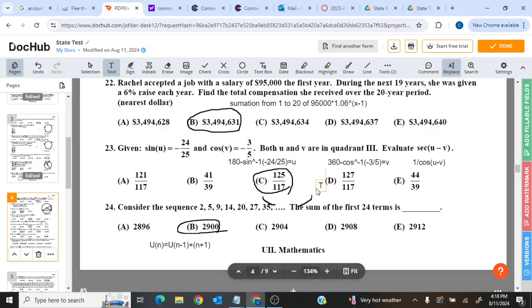24, consider the sequence 2, 5, 9, 14, 20, 27, 35. What's the sum of the first 24 terms? Well, as you can clearly see, plus 3, plus 4, plus 5, plus 6. Each term is the previous one plus one more than was previously added.